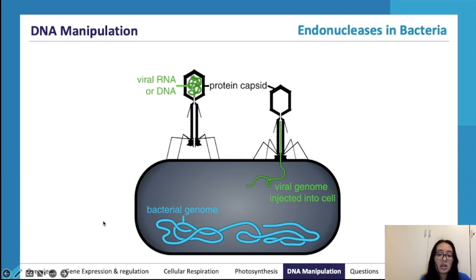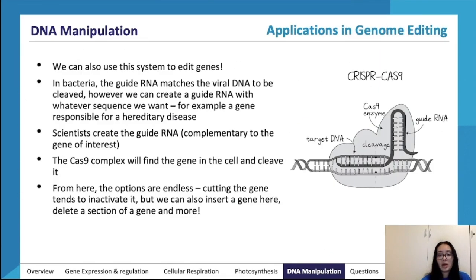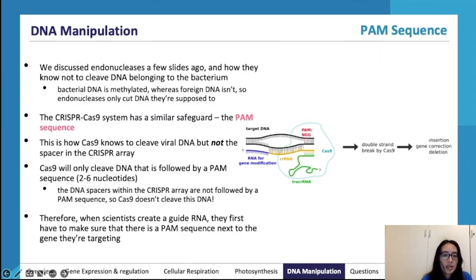Bacterial DNA is methylated, meaning it's got little CH3 groups, kind of like little flags saying, hey, don't kill me. Whereas the viral DNA or RNA doesn't have this. And so the endonuclease will be like, hey, look, no methylated flags, let's just go off and kill it. So it checks it first. It scans it first for these little methyl groups, and if there are no methyl groups, then it will cut it up. So as mentioned here, bacterial DNA is methylated, whereas foreign DNA isn't, so endonucleases only cut DNA that they are supposed to.